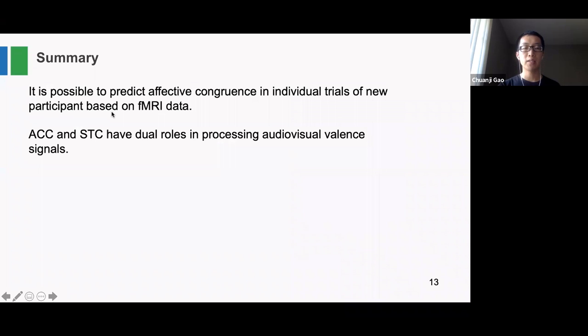So basically, the results show that it's possible to predict affective congruence in individual trials of new participants based on fMRI data. And the ACC and STC might have dual roles in processing audiovisual valence signals, involved both in the audiovisual combination as well as in valence processing per se. So in addition to the modality-general and modality-specific brain region representations, this data answers a further question about which brain regions are involved in combining or detecting the congruence from visual and auditory modalities. But these are just the fMRI data.